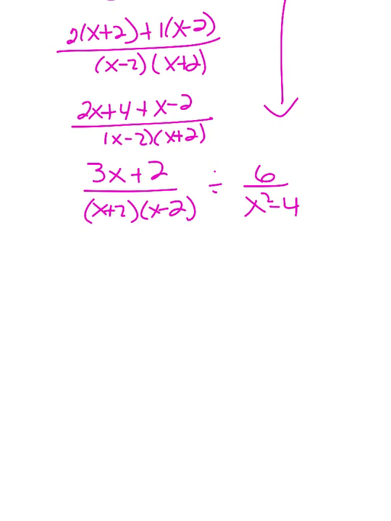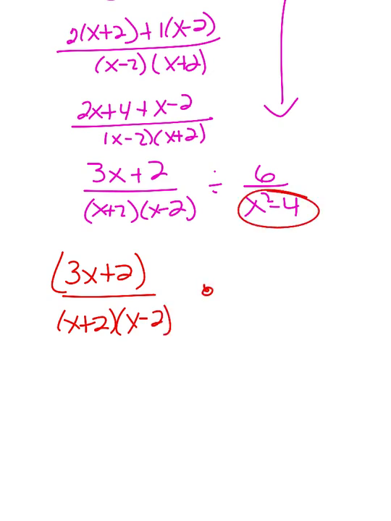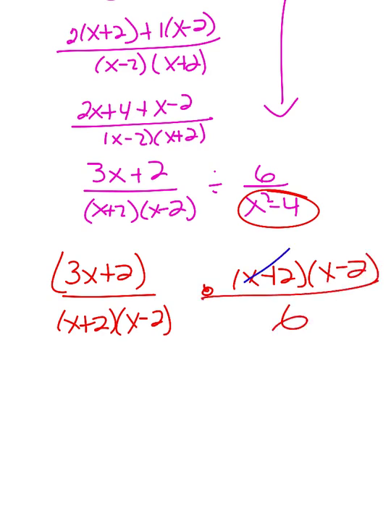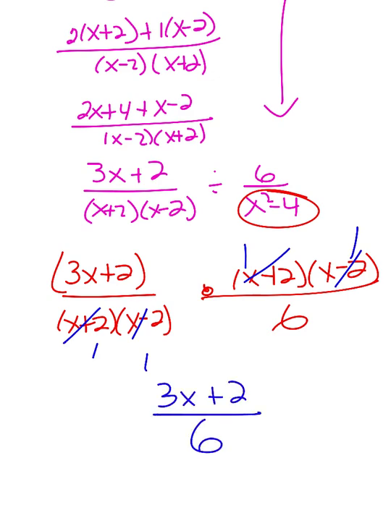Okay, so now I can do same change flip and factor. 3x plus 2 is not factorable, so it's just 3x plus 2. x plus 2, x minus 2 is already in factored form, times x squared minus 4 becomes x plus 2, x minus 2, over 6. So I have x plus 2 and x plus 2 reduced to 1 and 1, x minus 2 reduced to 1 and 1. So my answer is 3x plus 2 over 6.